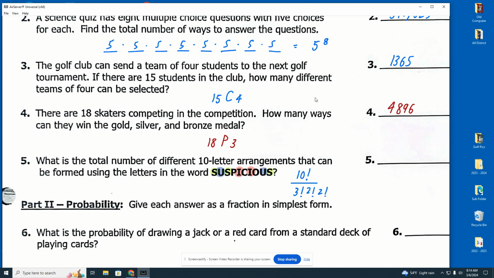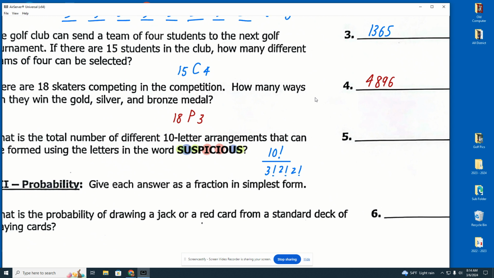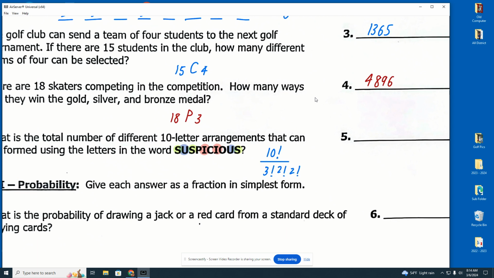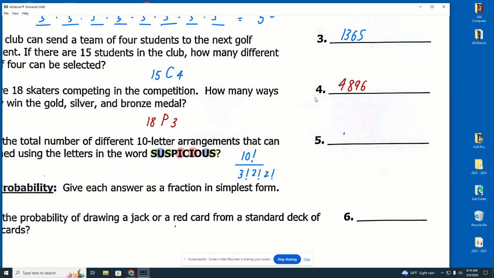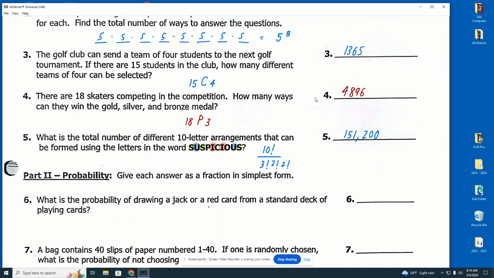So if you go type all that in, alpha y equal, number 1, put 10, math probability, number 4, factorial, over 3 factorial, 2 factorial, 2 factorial. Your answer gives you 151,200. Okay?